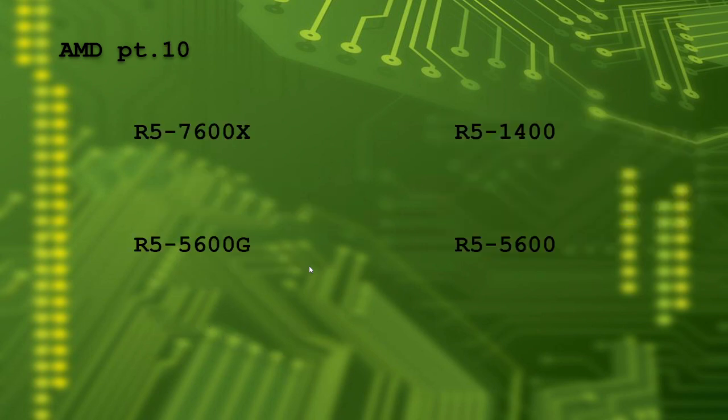We'll go on to figuring out which one is better. I'll let you do that. So as I said, marginally slower between the G and the non-G variant. And as you can see, a large performance jump between modern generation and 2016 generation.